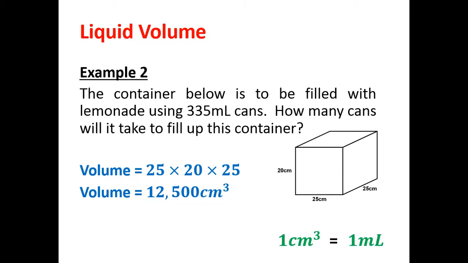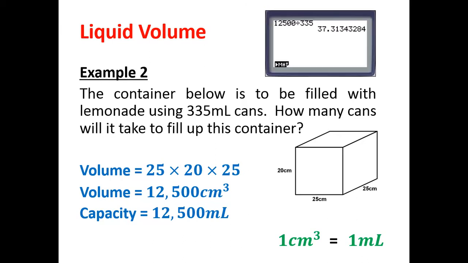We once again remember that 1 centimetre cubed will hold 1 millilitre of liquid. So if it has a volume of 12,500 centimetres cubed, it has a capacity of 12,500 millilitres. Now, how many 335 millilitre cans is it going to take to fill up a capacity of 12,500? Well, let's work out 12,500 divided by 1 can, which is 335 mils, and that'll give us 37.313438284. We're going to round that sensibly up to 38 cans. We have to round it up, otherwise we won't have enough lemonade to fill it all to the top.